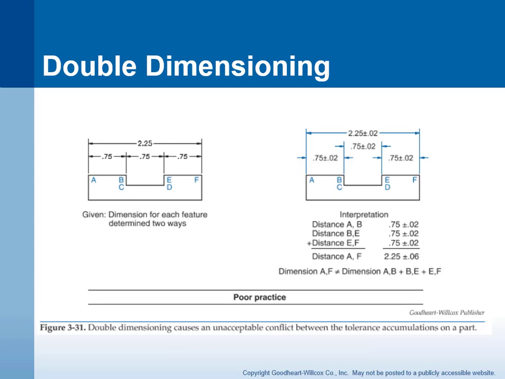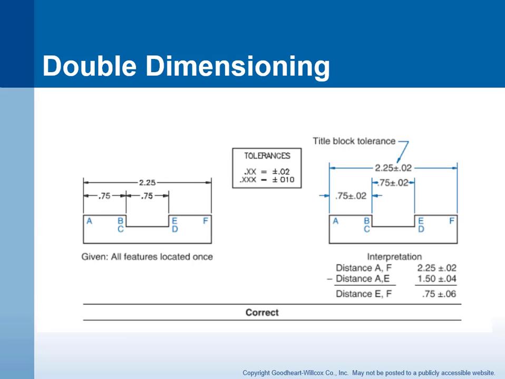Let's talk a little bit about double dimensioning. Double dimensioning is poor practice. In this view right here, we have 4 dimensions. If we were to apply tolerances to all of those dimensions, it's wrong. Something's got to give. One of these 4 dimensions needs to be the reference dimension. You can't really apply tolerances to everything. So that's double dimensioning.